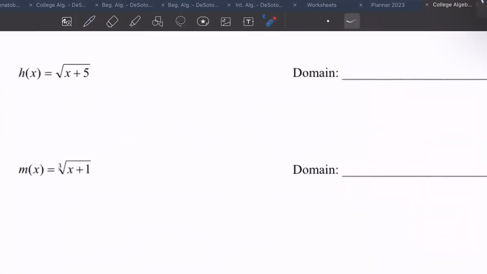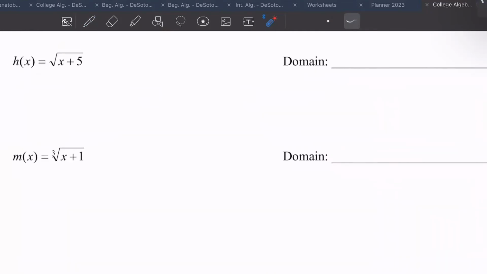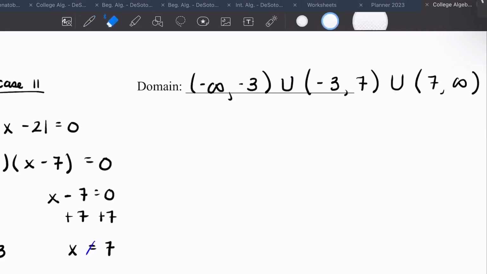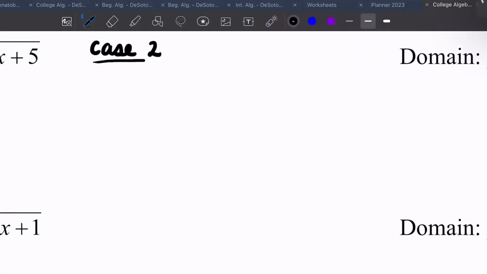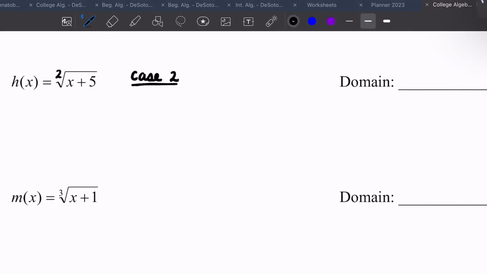Let's do some with radicals. So we have h of x equals the square root of x plus 5. Okay. Remember, we have an issue. This would be case 2. I should have written case 1 on that one. Sorry. This would be case 2. Deals with even radicals, right? And I set the radicand, which is what's under the radical, greater than or equal to 0. And then I solve. And I get x is greater than or equal to -5.